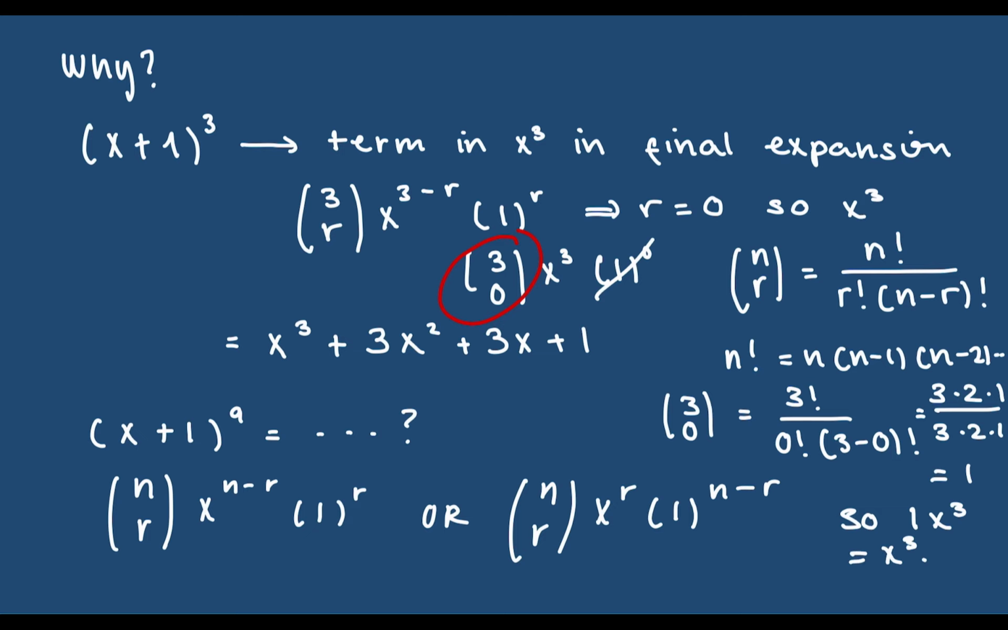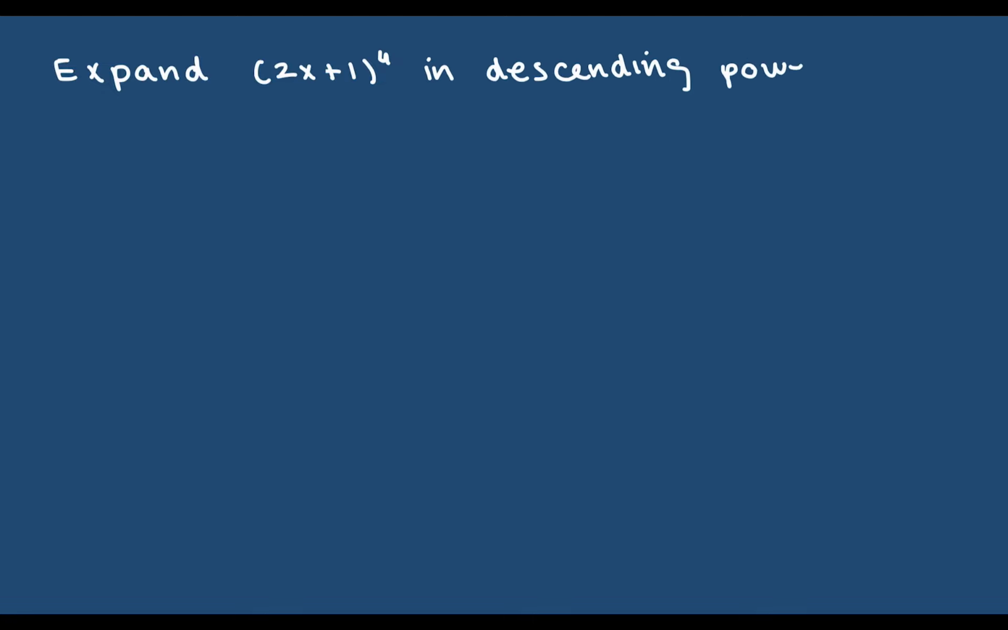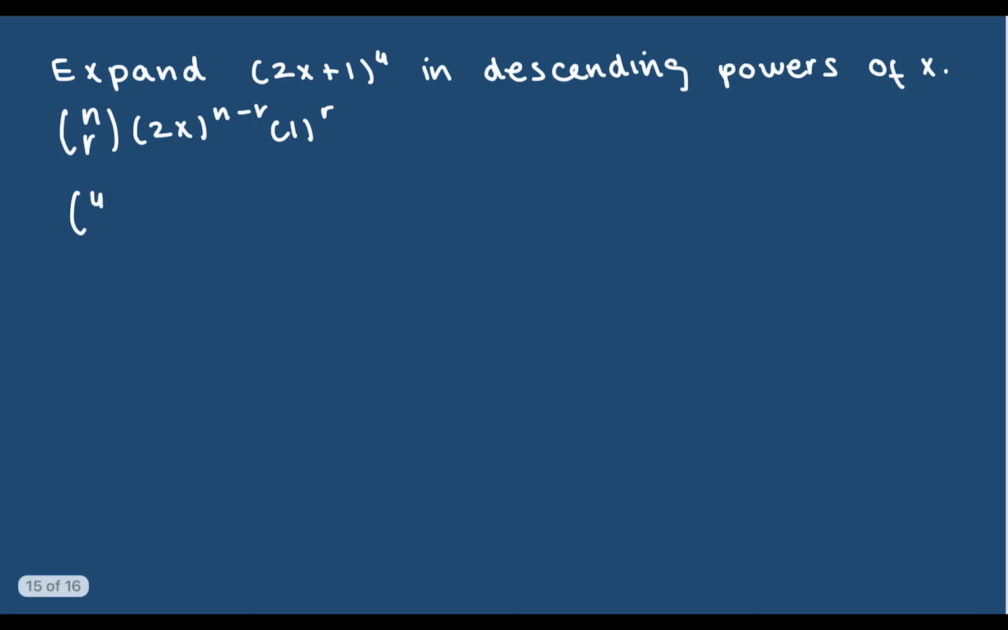Easy. Now, let's do questions. Hopefully the concept is understood. If you have any questions, go in the comments and ask me, and I will reply. The first one is just: expand (2x + 1)^4 in descending powers. Here, again, we could just multiply (2x + 1) four times, but because that's a lot of work, instead we're going to use the formula for the binomial theorem to find every single term in the final expansion.